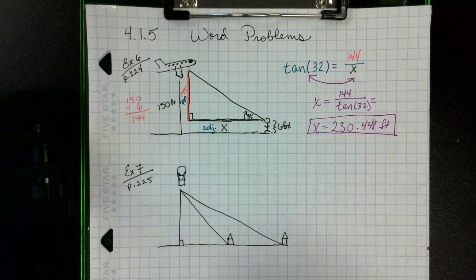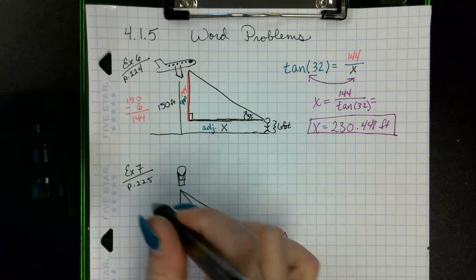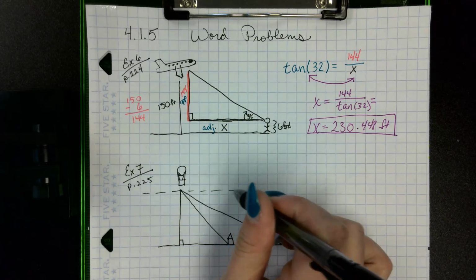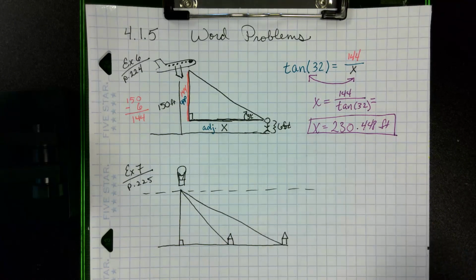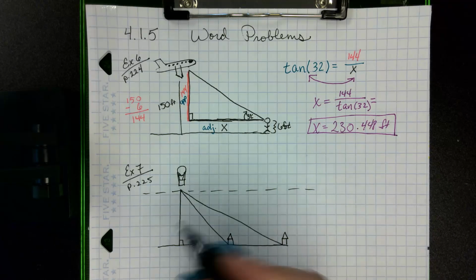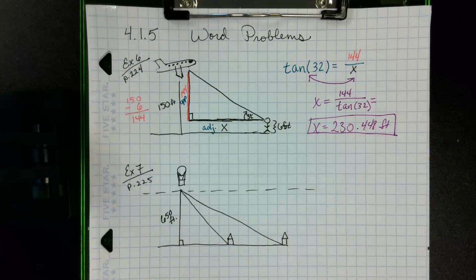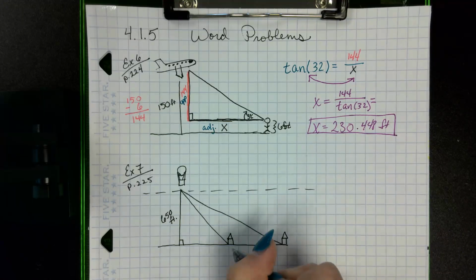And if it's an angle of elevation or depression, you need a horizontal in order to draw it. So we're going to sketch a horizontal line so that we can put in the angles of depression. We know the height to the balloon is 650 feet. That was given in the problem. And we're asked to find the distance between the two houses. So we want this distance.